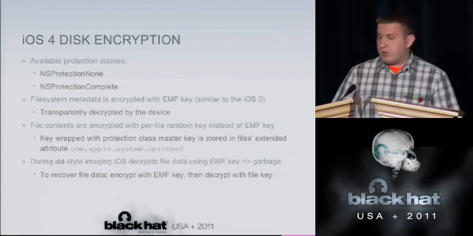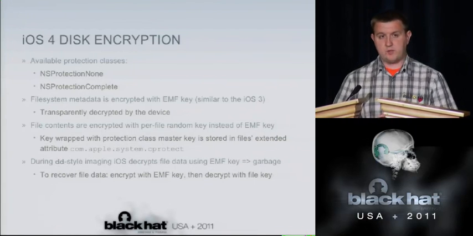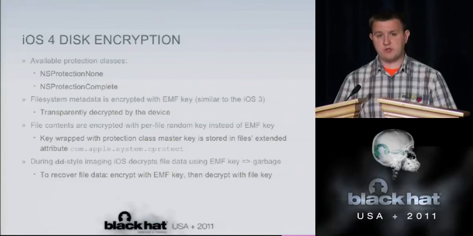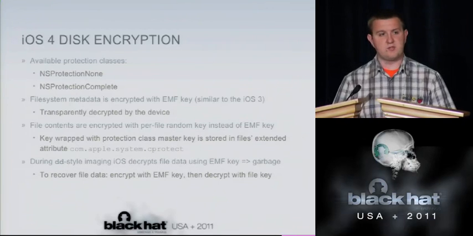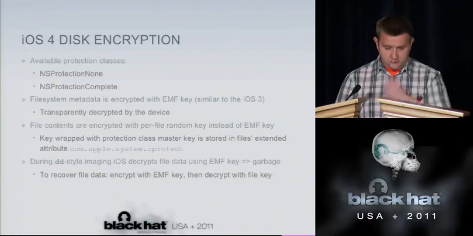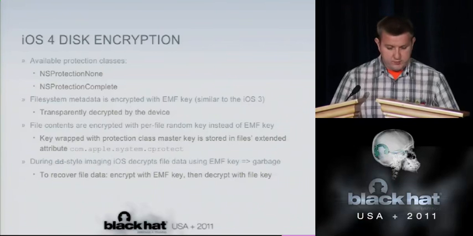Now, this is the problem which we faced with the raw images. When you obtain a raw image of the disk and try to decrypt the files, you will get garbage. They will not decrypt. The problem is that when you read the block device, everything gets decrypted with the whitening key. So actually, to decrypt the file, you need first to encrypt it using the whitening key, and only then decrypt with the unique file key. So this is pretty much it.